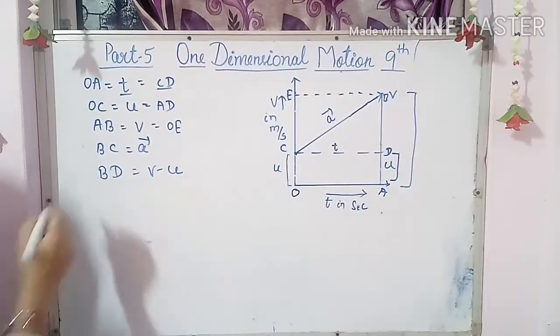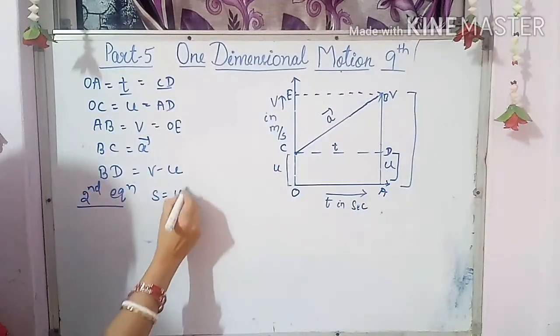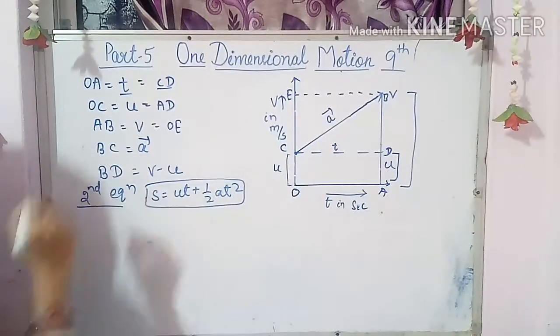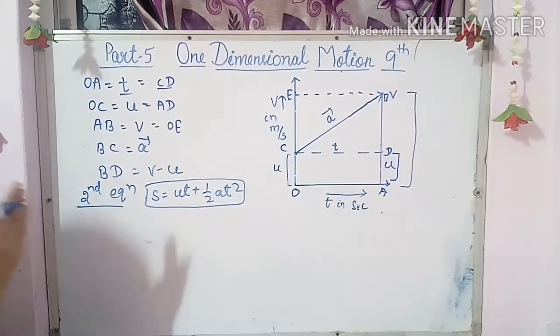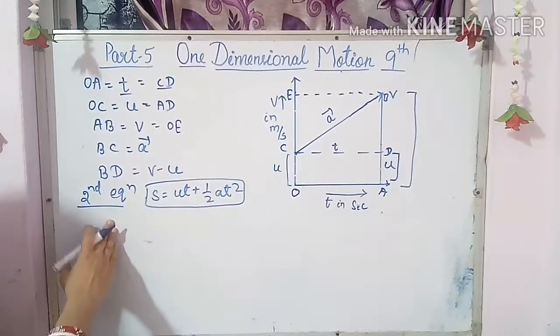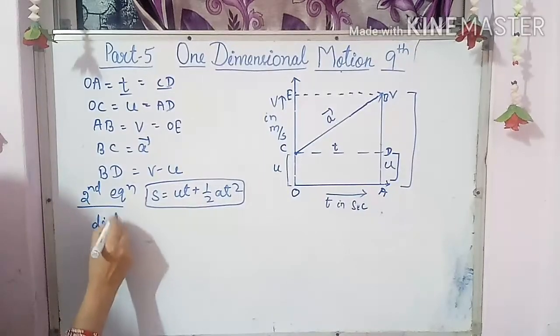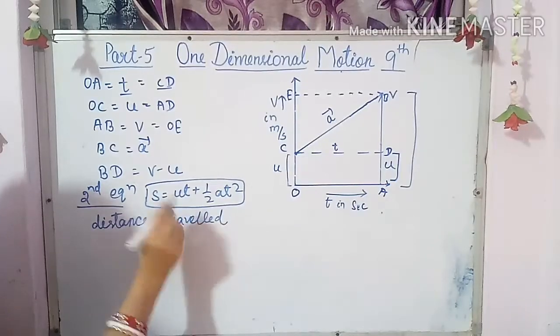Now children, the second equation, as I have written already, is S equal to UT plus half AT square. So this is your second equation. As I have told you that time, to prove the equations you first have to know what your motto is, what you want to find out. In the first equation your motto was to find out the acceleration. In the second equation your motto is to find out the distance traveled by the body. So you have to remember your motto.